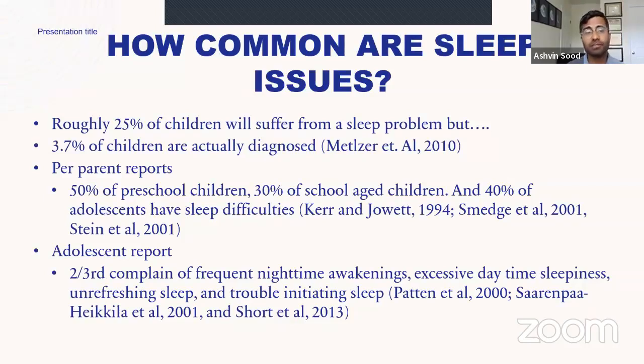How common are sleep issues? Well, roughly about 25% of children will suffer from a sleep problem. However, 3.7% of kids are actually diagnosed, and 50% of preschool children, 30% of school-age children, and 40% of adolescents have sleep difficulties. It's a very common phenomenon, and it's not something that's just rare. And 2/3 of teens complain of frequent nighttime awakenings, lots of daytime sleepiness, unrefreshing sleep, and trouble initiating sleep.